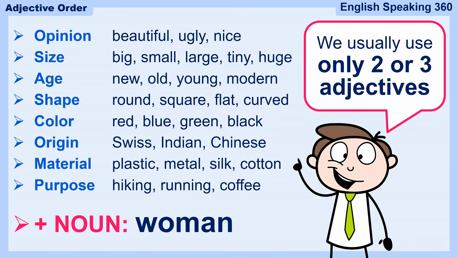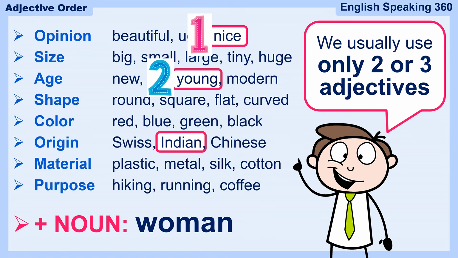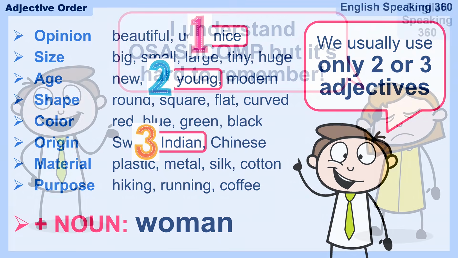Let's take another example. Woman. You could say a nice woman. You could say a young woman. And you could say an Indian woman. That works. But if we put them all together, a nice young Indian woman. Nice is first, young is second, Indian is third. You cannot switch them around. You cannot say an Indian young nice woman. It doesn't work. If you say that, people will think you're a little strange.